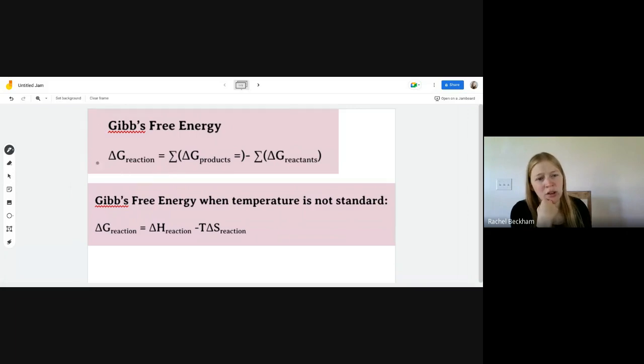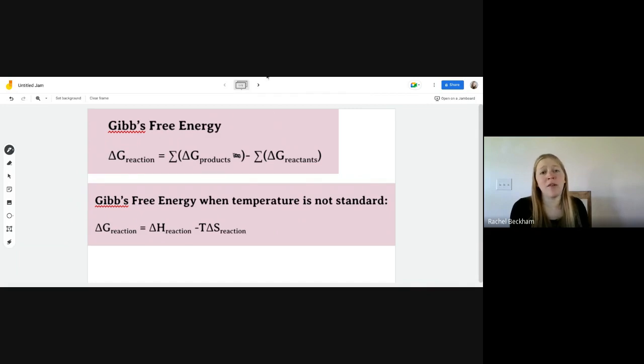The first equation is this, and it should look kind of familiar. That should say just minus. It should just be G products minus G reactants, right? So this looks very similar to what we did before, except it was H products minus H reactants. And so Gibbs free energy is measuring if a reaction will happen or not.